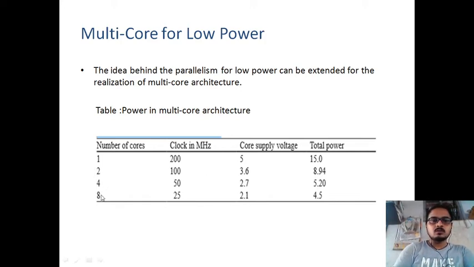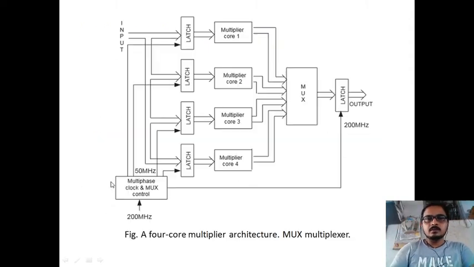4 cores means quad core, then 8 cores means octa core. When you increase the number of cores, the parameters all decrease: the clock frequency decreases, supply voltage decreases, total power decreases. Okay. Here we have one drawback: when you increase the number of cores, the area on the chip will increase. Remember that point.